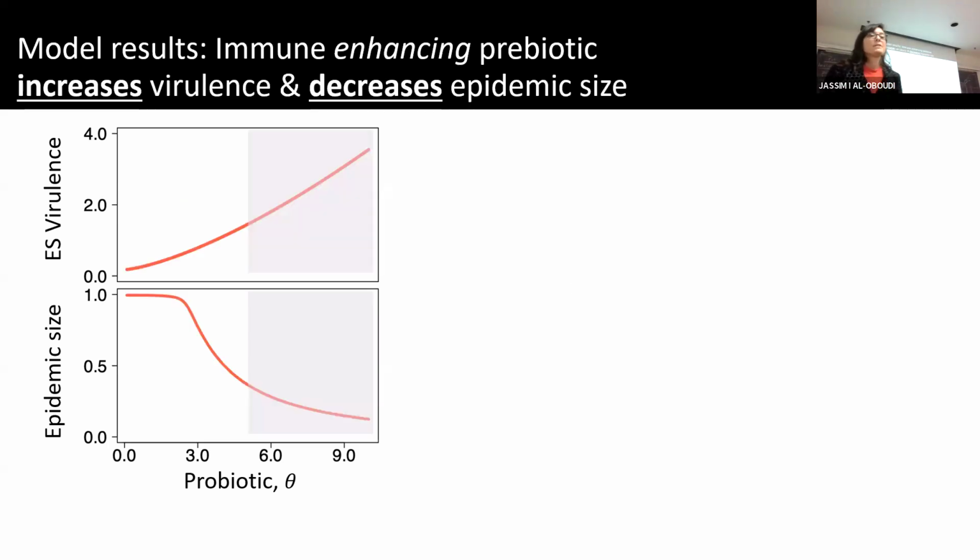Okay, so these results suggest that at the top, we see that as we increase this probiotic, we end up selecting for higher virulence, but a lower or smaller epidemic.